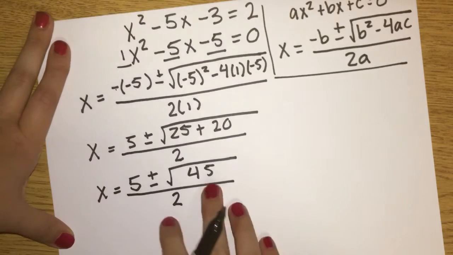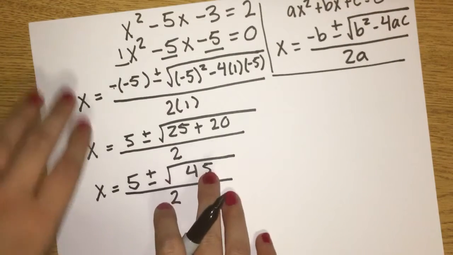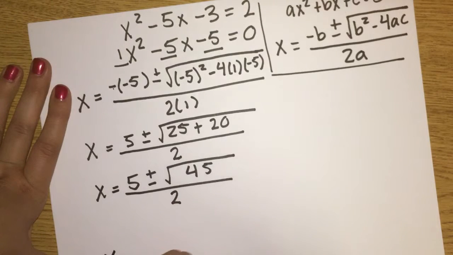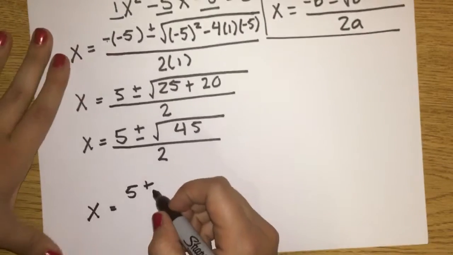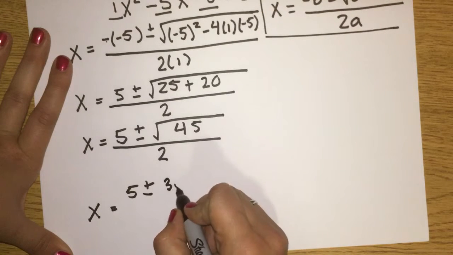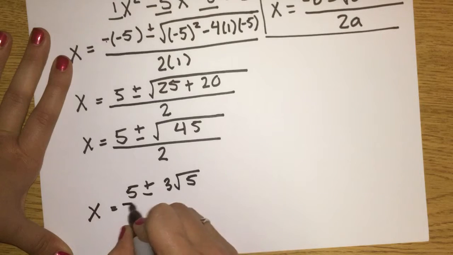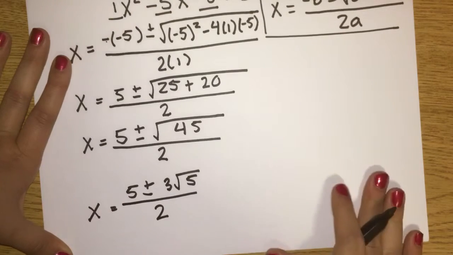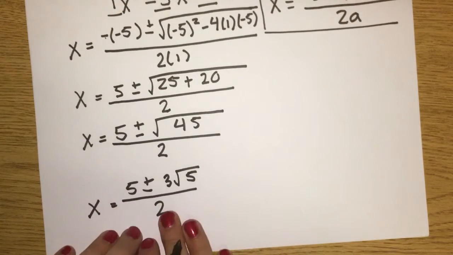And so to simplify this even more, we will break down our radical, which will give us 5 plus or minus 3 radical 5 all over 2. So this is our final answer.